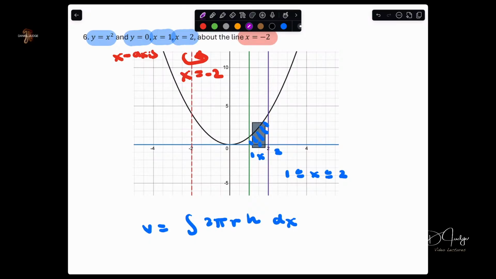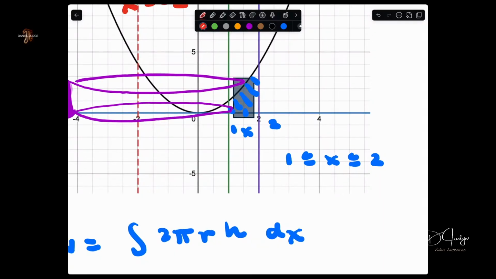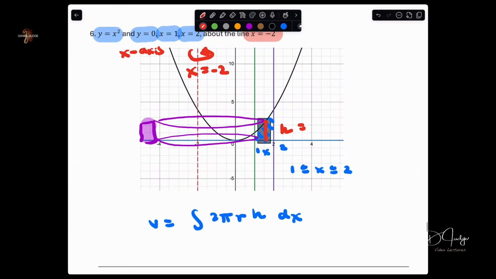If I look at that approximating rectangle, that's going to be all the way on the other side here. And you need to find a radius value again. I don't know, maybe we can draw something similar so you guys can see that. We need the height, which is going to be the easiest thing to find. Our height here is just going to be that parabola, x squared. So that one's easy.